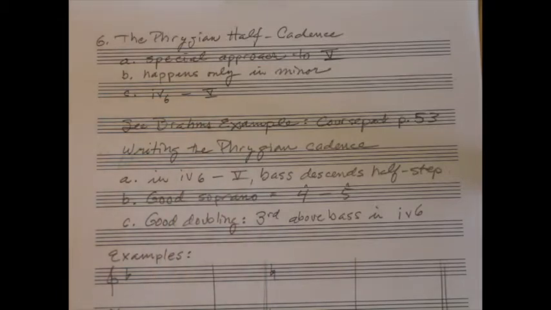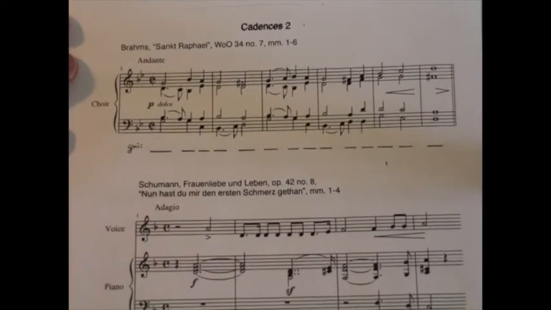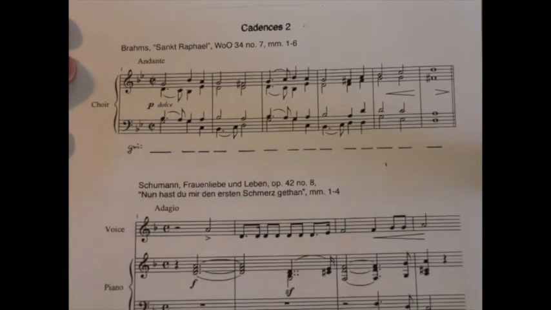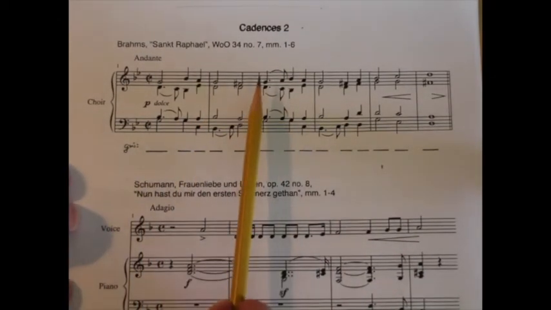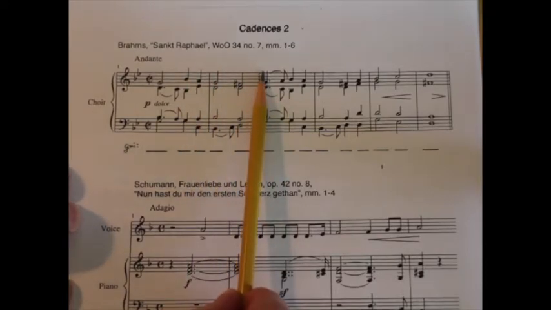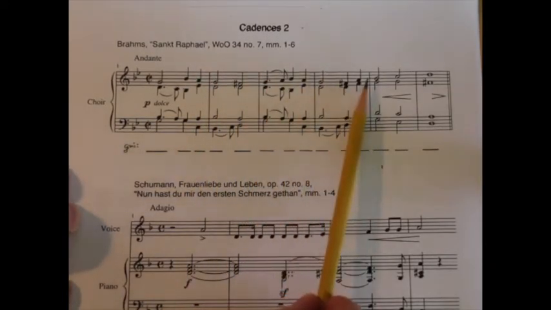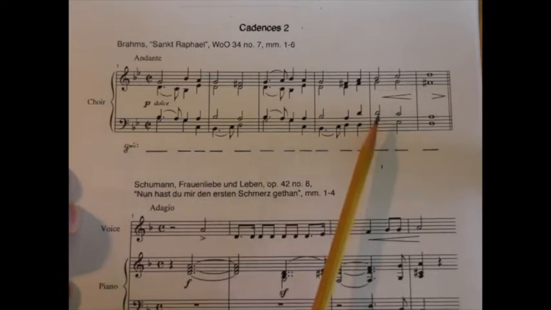Let's go to an example from your course pack. This is on page 53. And here's a little bit of music by Brahms. I'll start playing here in measure 3 since it's just a repeat of the previous 2. And that'll take us to the Phrygian cadence that happens here in the last 3 chords.